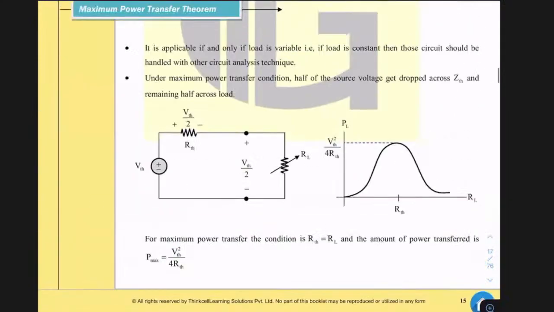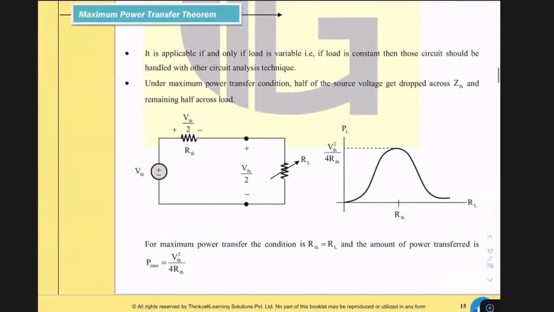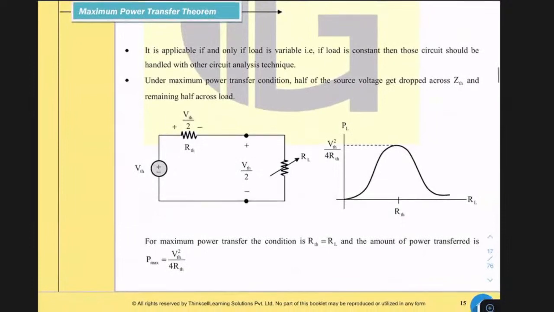Then coming to the maximum power transfer theorem. You know very well, any arbitrary circuit can be represented by its Thevenin model, right? Here I have taken VTH and RTH, and this is some kind of load. I have intentionally taken a resistive load, but the load is not necessarily resistive. It can be any other arbitrary kind of load. But one compulsory condition is that the load must be variable. It should not be a constant one. So the first point: it is applicable if and only if the load is variable.